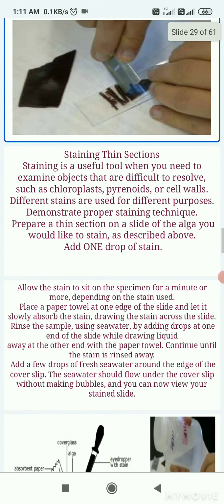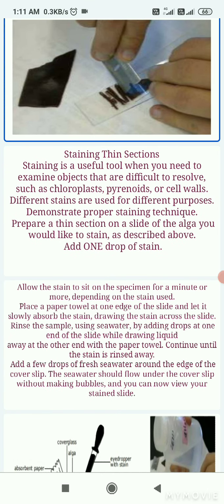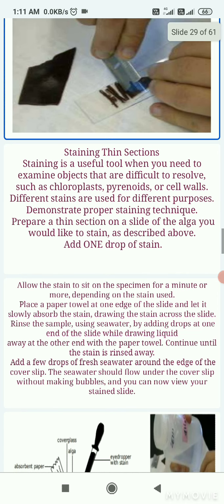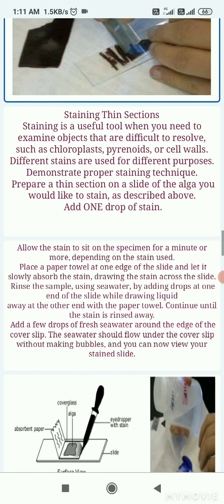After thin section cutting, we have to stain this section. Staining is a useful tool when we need to examine objects that are difficult to resolve, such as chloroplast, pyrenoids or cell walls. Different stains are used for different purposes. We have to prepare a thin section on a slide of an alga, and you would like to stain as described above.